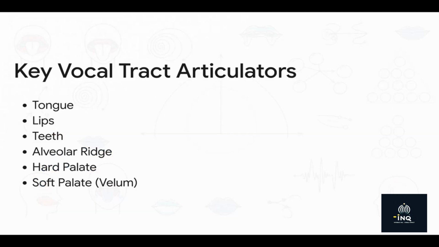Now, to shape that airflow, we use a set of tools inside our mouth called articulators. The big players are obviously the tongue and the lips, but we also use our teeth, the alveolar ridge, you can feel that, it's that little bump right behind your top front teeth, and the roof of your mouth, which is split into the hard palate in the front and the soft palate, or velum, way in the back.